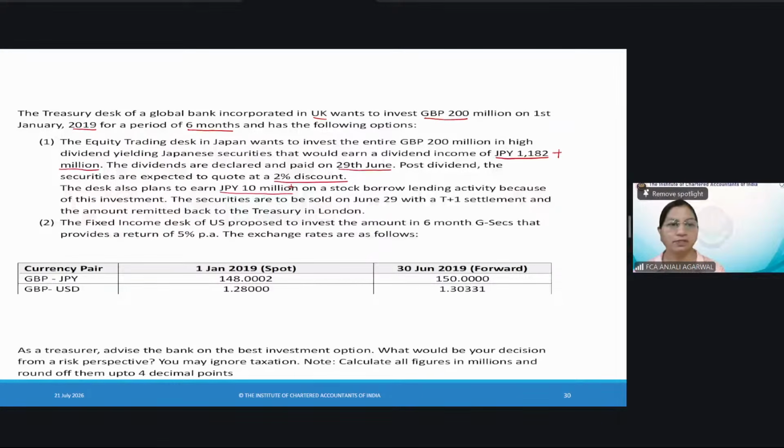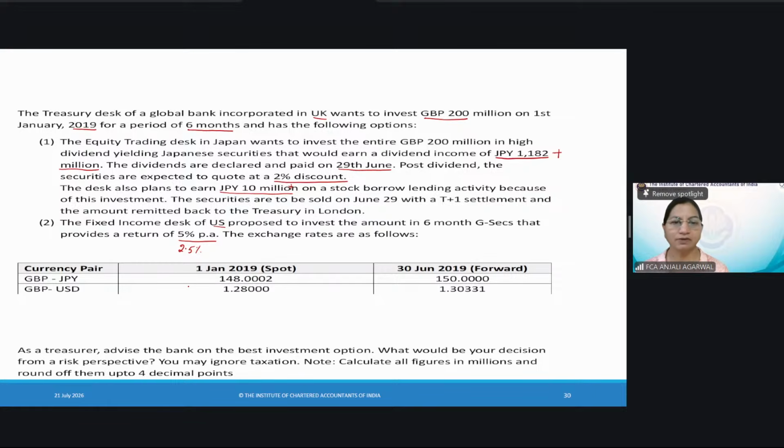The second option is the fixed income desk of US, which proposes to invest the amount in 6 months G-SECs, that's government securities, which provides a return of 5% per annum. 5% per annum. So in this 6 months, you're going to earn 2.5%.